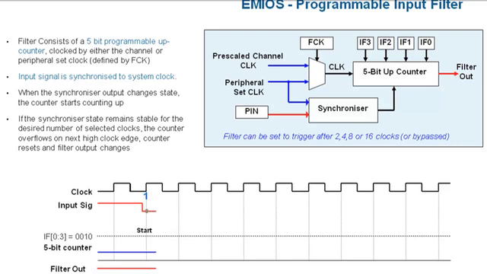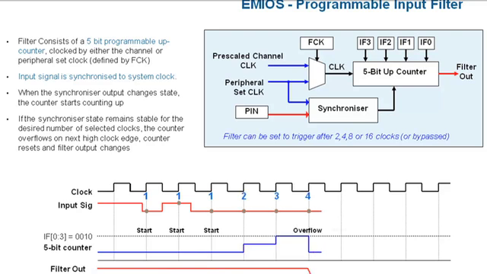So that's the programmable input filter, and we're just showing here that certain transitions are filtered out, and we basically count until it's been active for a certain period.